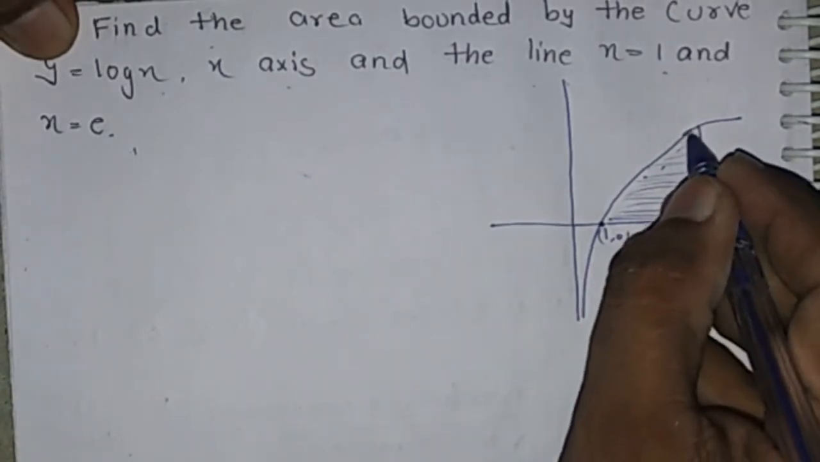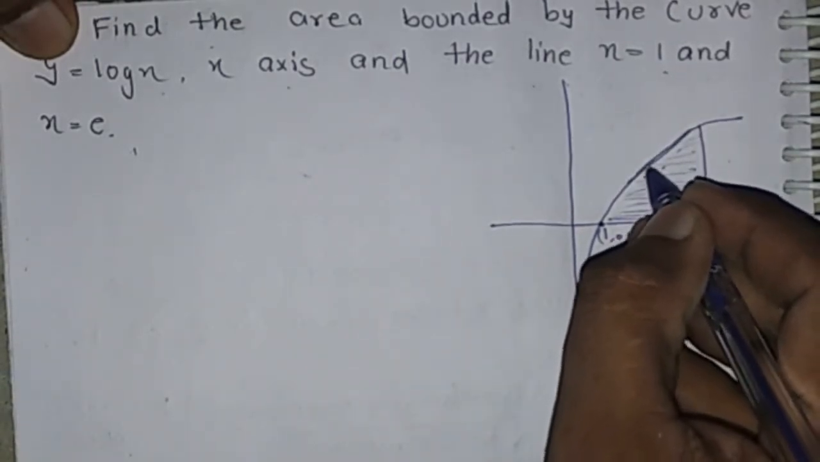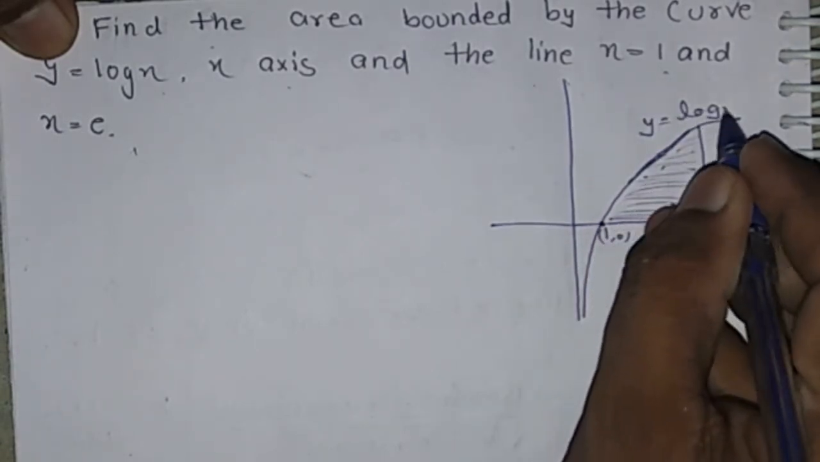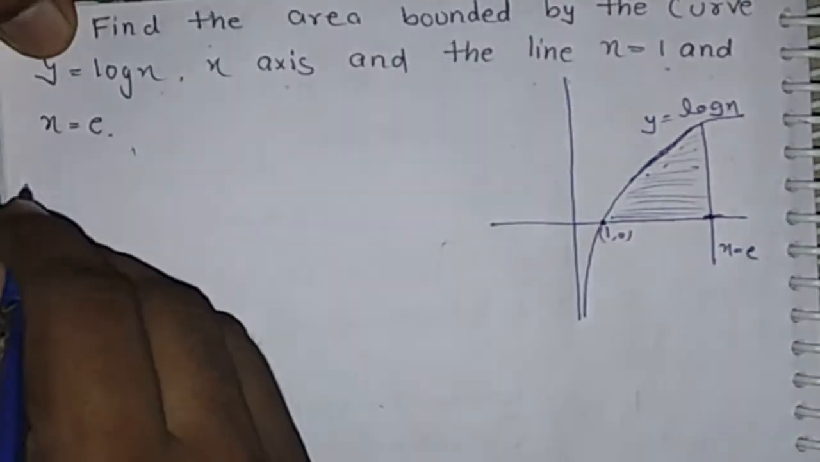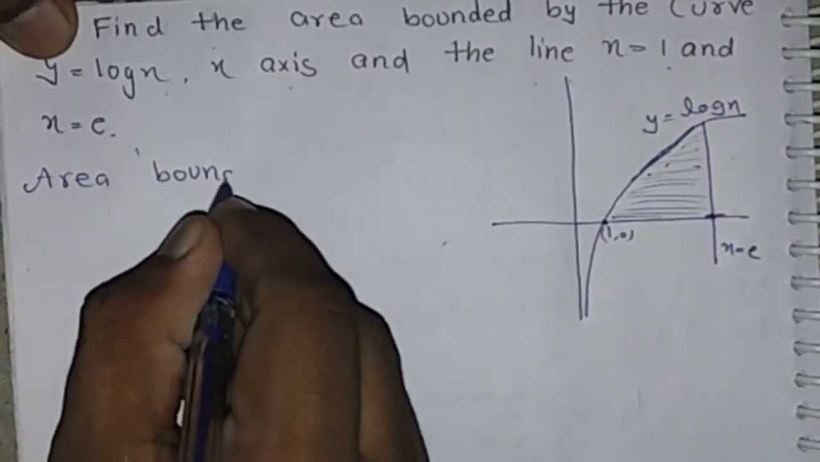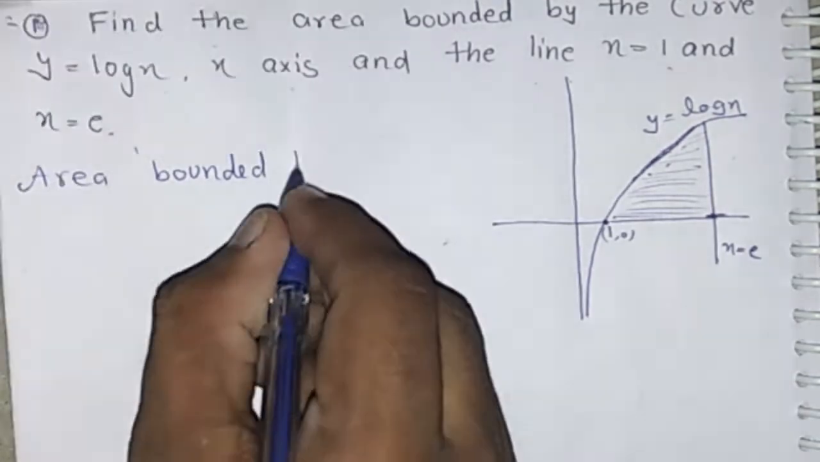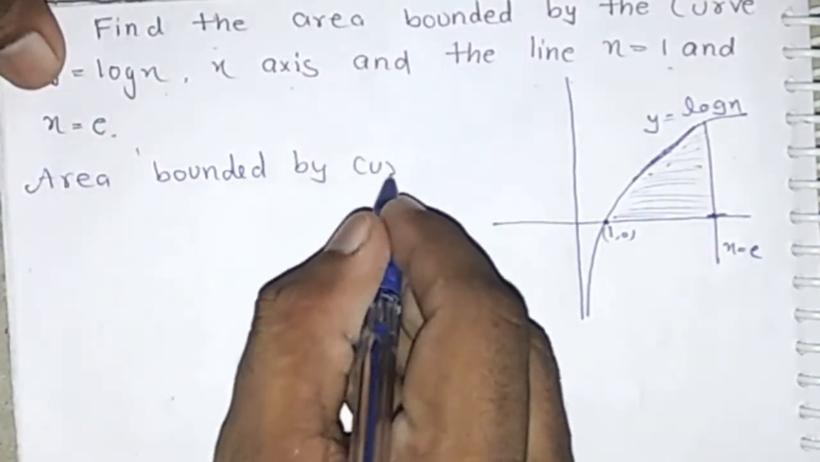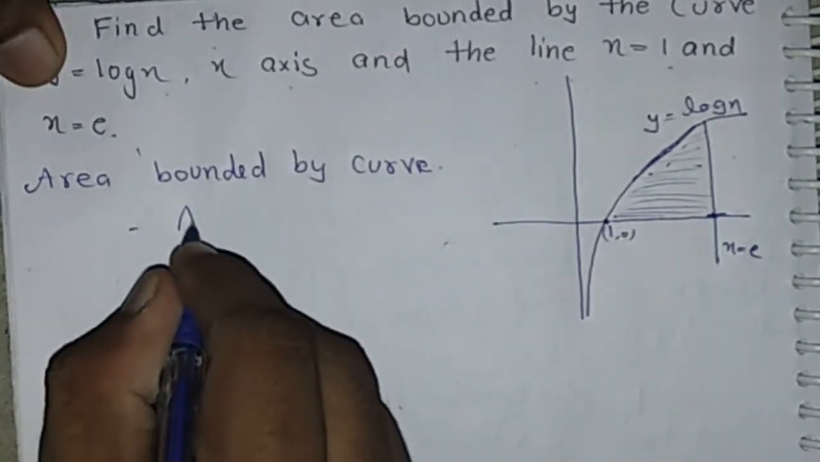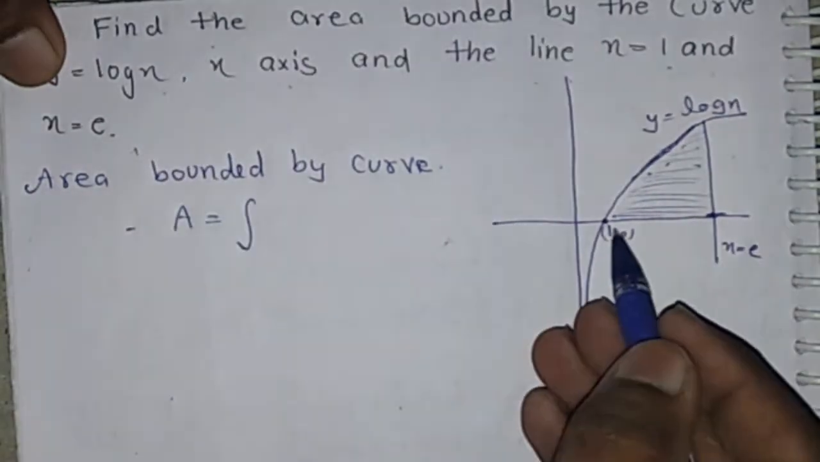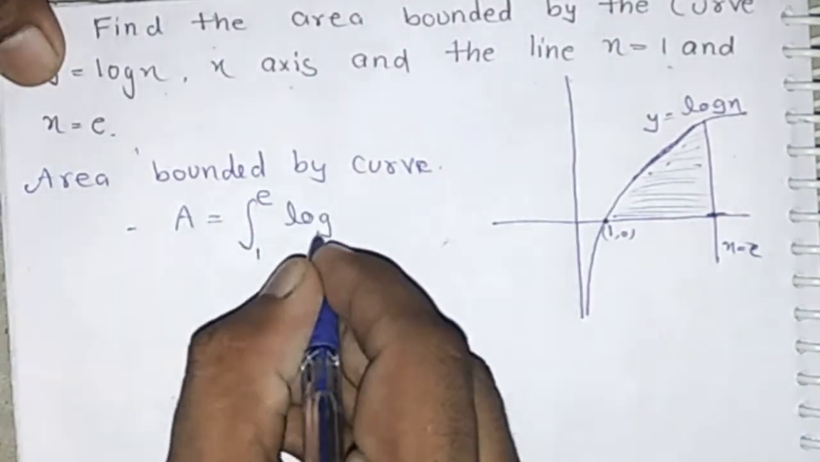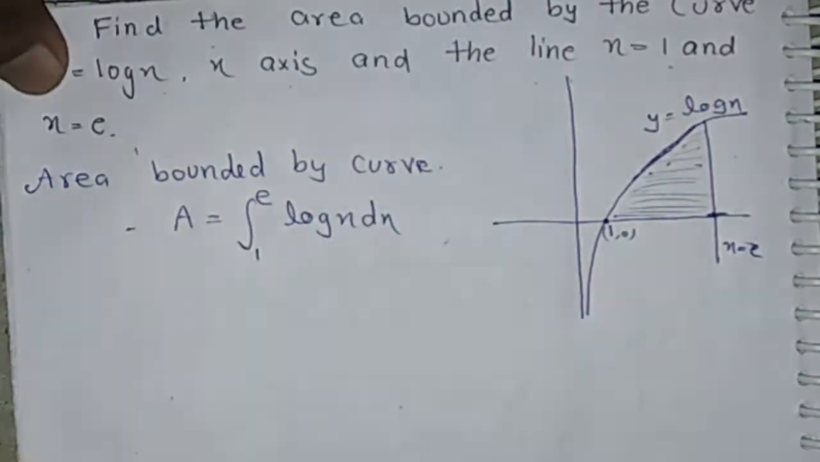Now it is given the function y equal log x, which means the area bounded by the curve is equal to the integral from 1 to e of log x dx.